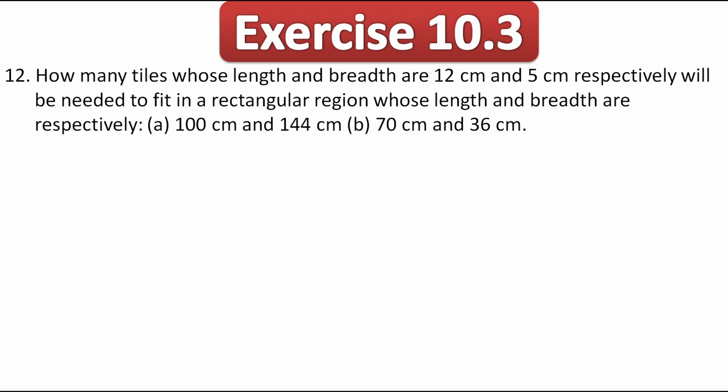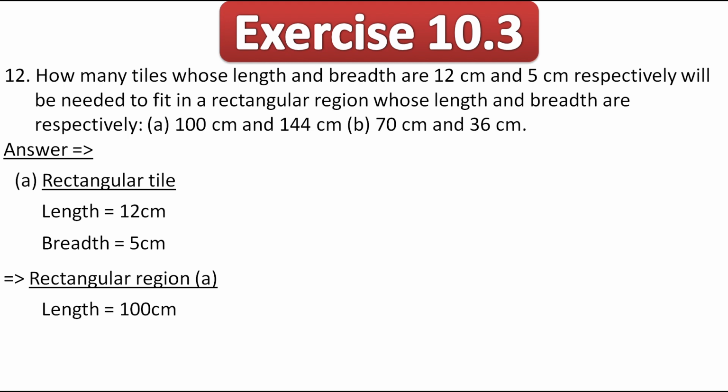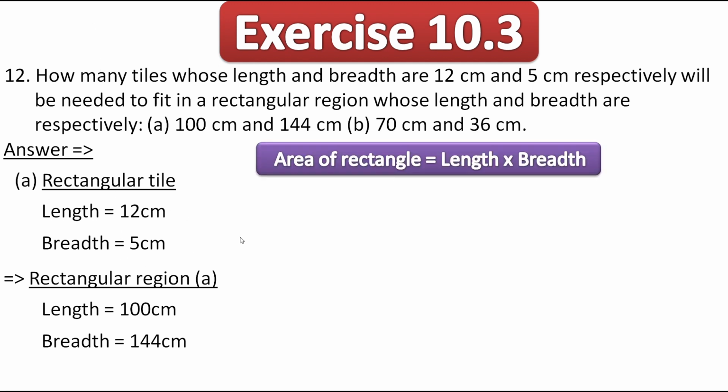So first of all, we will write the given things. The rectangular tile has the length 12 centimeter and breadth 5 centimeter, and the rectangular region A has the length 100 centimeter and breadth 144 centimeter. Now we have to find the area of both of these. So first I'll find the area of rectangular tile, which is equal to 12 into 5 gives us the answer as 60 centimeters square.